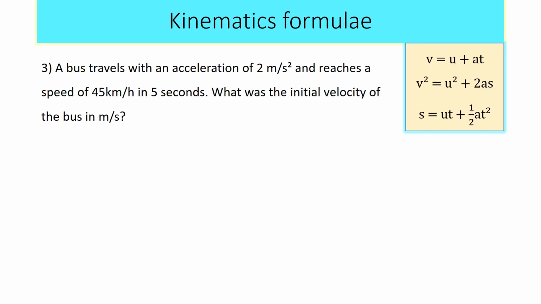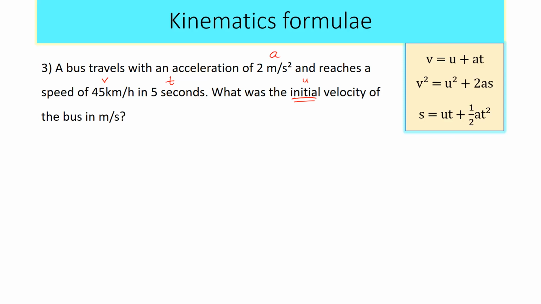And one more example. So a bus travels with an acceleration of 2 meters per second squared, that's the acceleration, and reaches a speed of 45 kilometers per hour in 5 seconds. So this is the speed it reaches. That means this is the final velocity, so that is v. In 5 seconds, that is t. What was the initial velocity? So we are looking for u of the bus in meters per second.